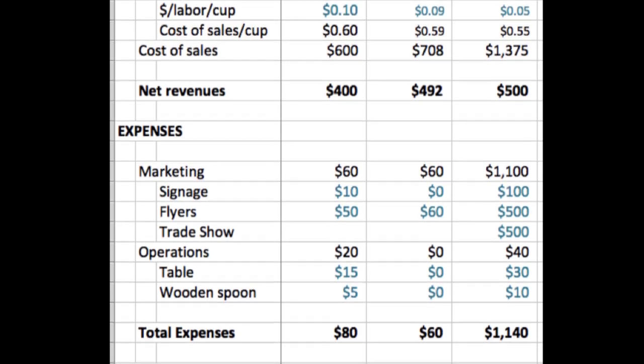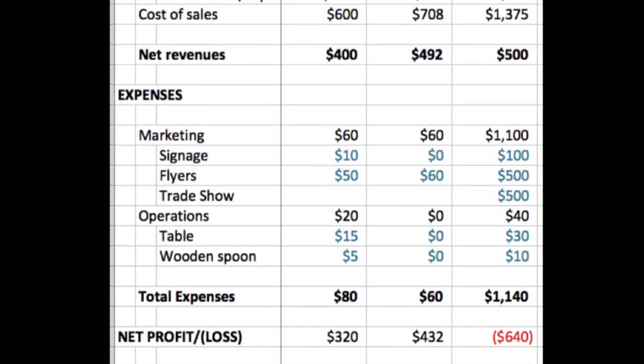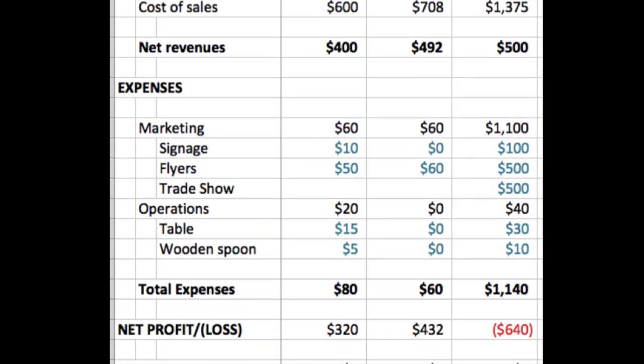And I'm assuming we're gonna upgrade that cheap table we bought. We're gonna buy a much better table for $30 and 2 more spoons because we're gonna be busy mixing lemonade. And so the total expenses for the month come out to be $1,140. Now, if you're astute, you're saying, oh my God, there's a problem here. I only earned $500 and I spent $1,142. That's not good business. Well, sometimes you have to invest in order to make money later. All right, so we lost $640. Parentheses means negative numbers. So we've lost $640 for this month.